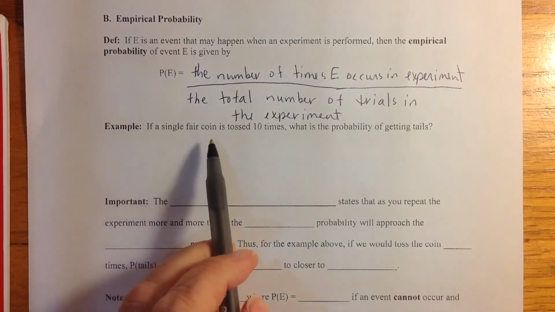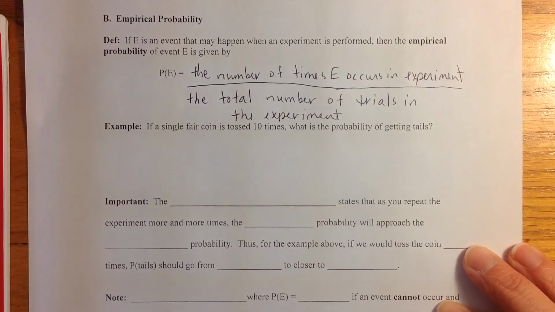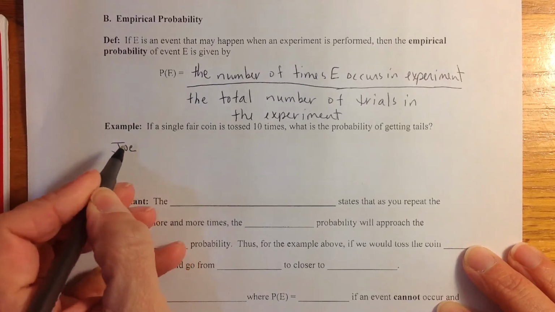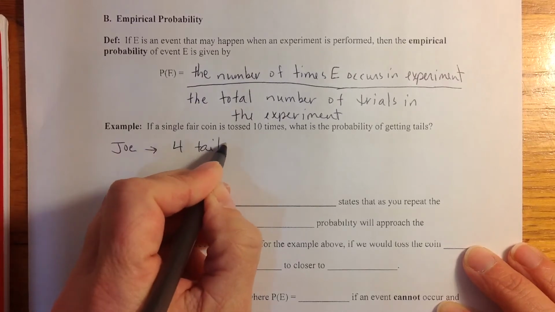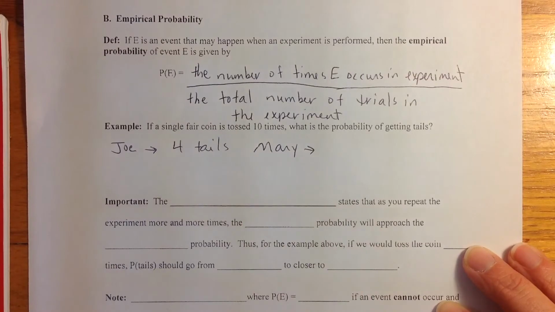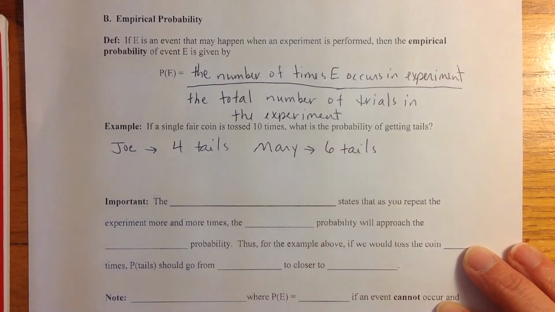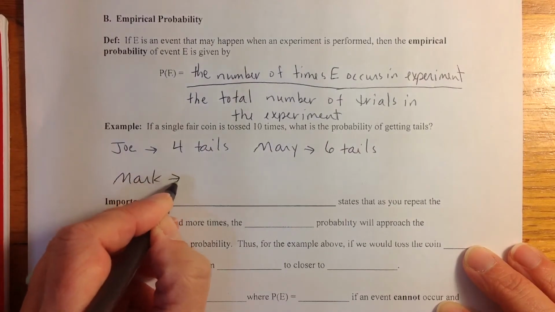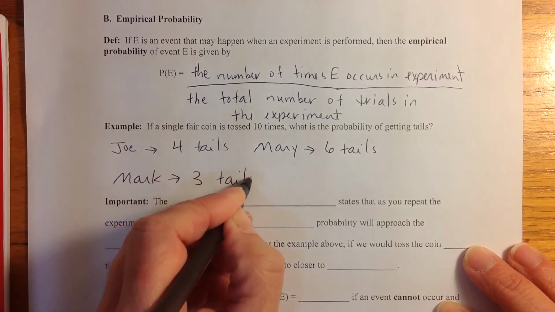If a single fair coin is tossed 10 times, what is the probability of getting tails? Well, let's say that Joe tosses it 10 times and he gets 4 tails. Let's say that Mary tosses the coin 10 times and she gets 6 tails. And let's say that Mark tosses the coin 10 times and gets 3 tails.